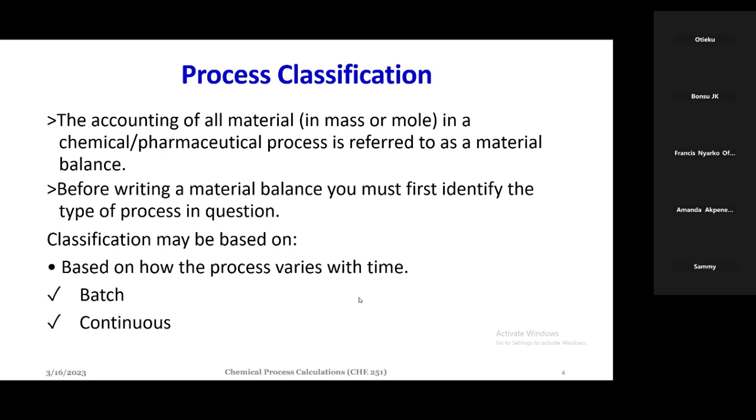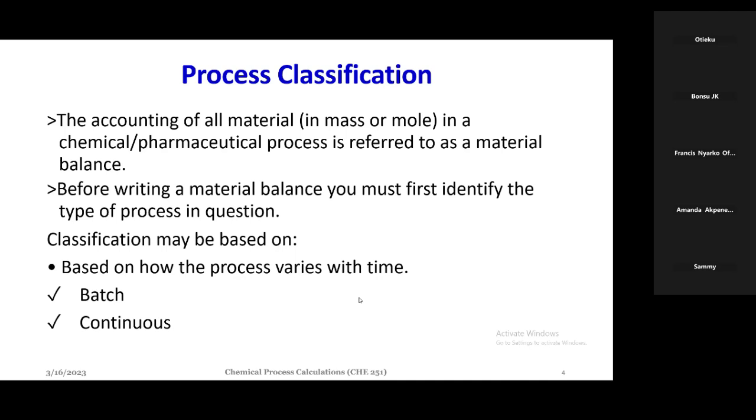Now with the continuous process, like the name goes, there's always inflow and then there's always outflow. Right? A typical example is the corn mill. When you go to the corn mill, realize that they're always putting in the maize and then some is also coming out.